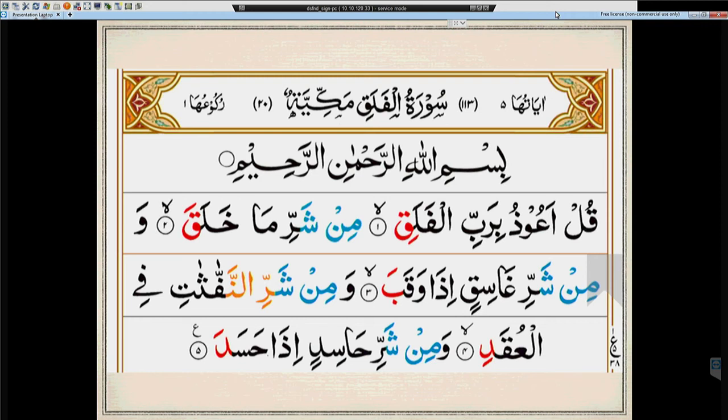Wa min sharrin-naffathati fil-uqad. Make sure we do the ghunna. The ghunna, you have to stretch it. So rin, and then there's a min. Wa min sharrin-naffathati fil-uqad.